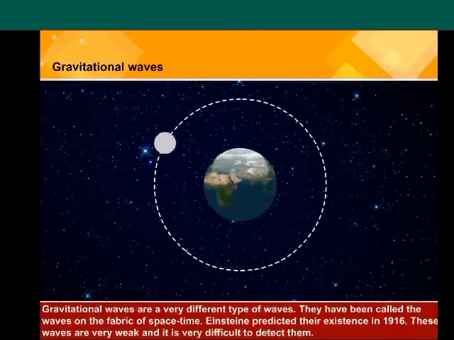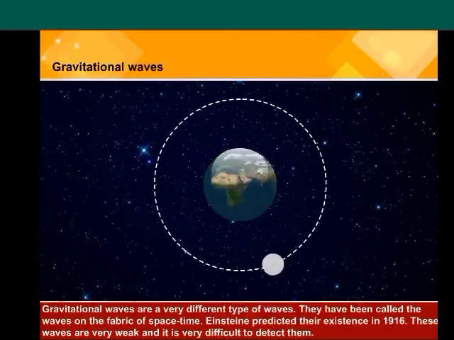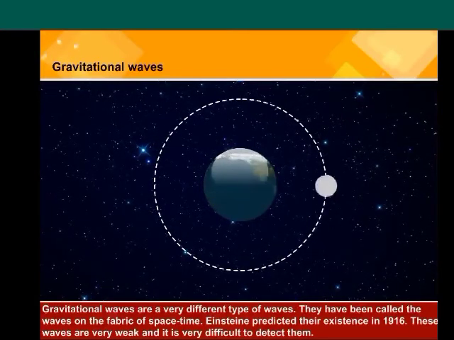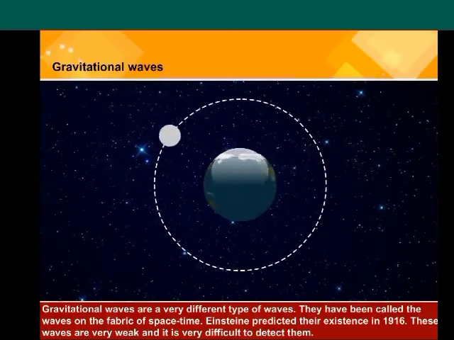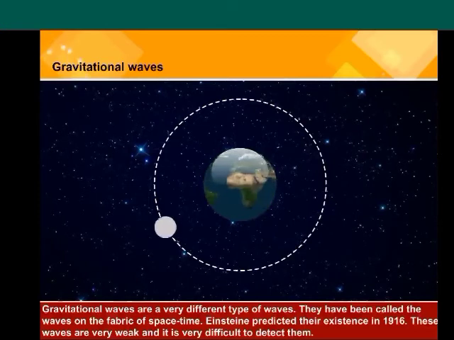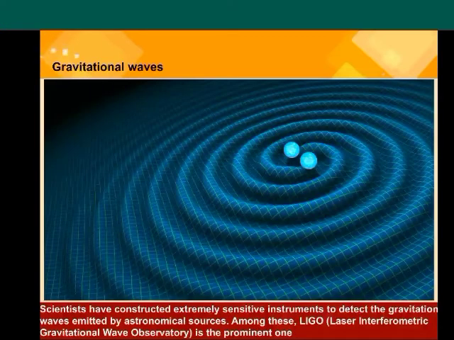Gravitational waves are a very different type of waves. They have been called the waves on the fabric of space-time. Einstein predicted their existence in 1916. These waves are very weak and it is very difficult to detect them. Scientists have constructed extremely sensitive instruments to detect the gravitational waves emitted by astronomical sources.